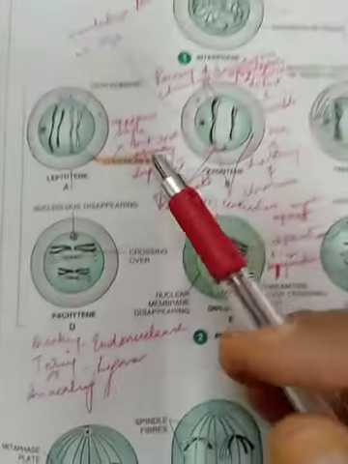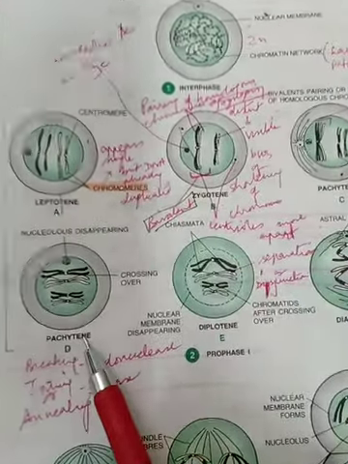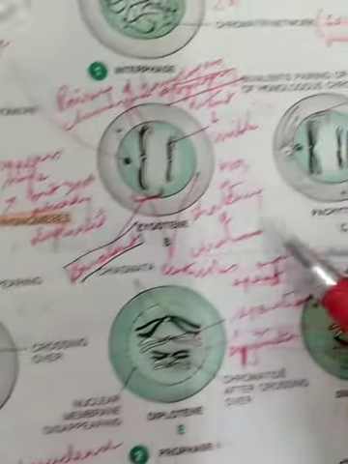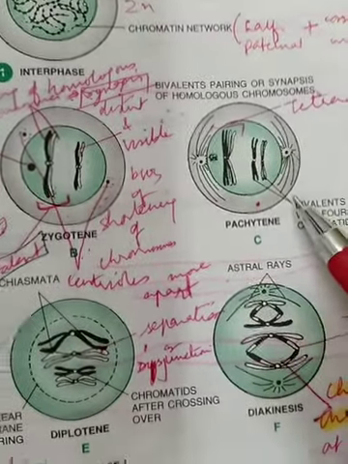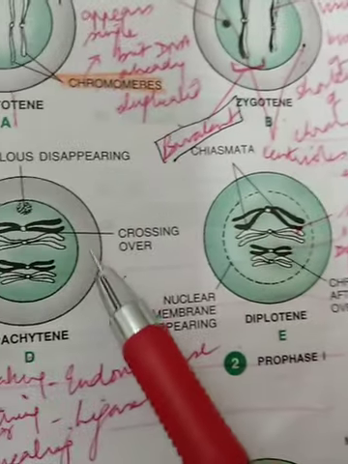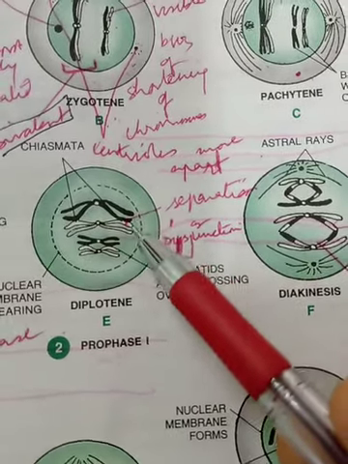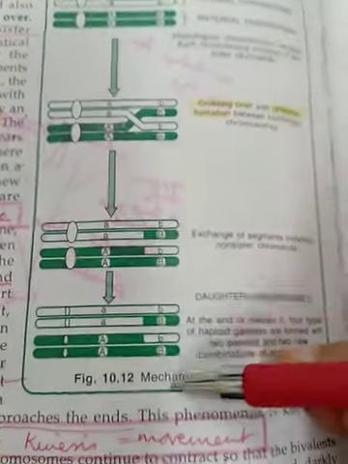Once again children, we have come up till here. You can clearly see over here, right? We started from here and the crossing over has taken place, right? And the segments would be now exchanged. You can see after this, now they are exchanged. Alright, so moving to diakinesis, this is better explained here children, the crossing over.